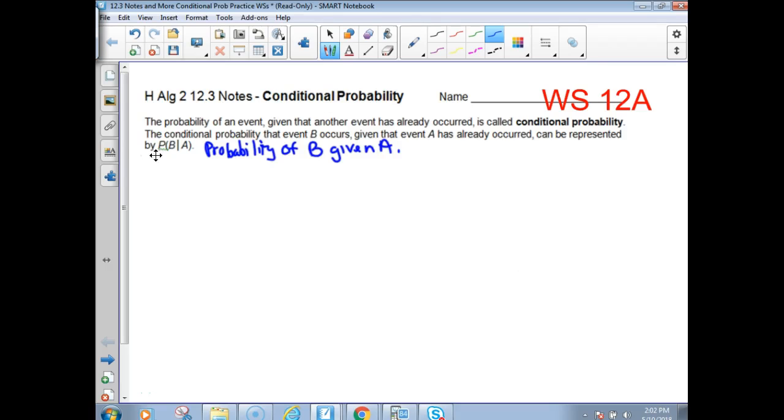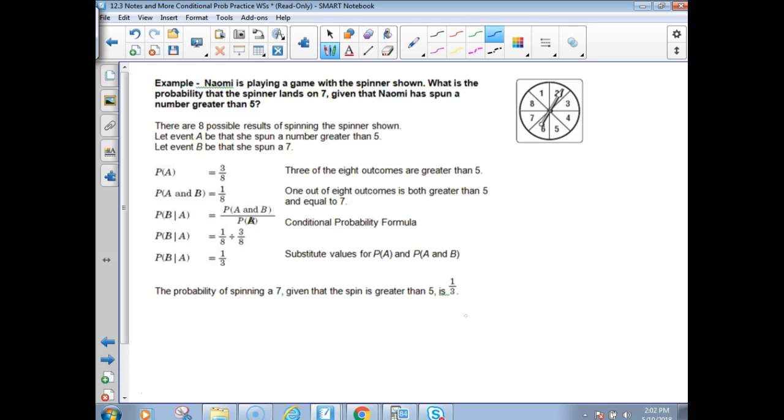Okay, conditional probability. This is notation for the probability of an event B happening given that A has already happened. Naomi's playing a game with the spinner shown. What's the probability that the spinner lands on a 7 given that Naomi has spun a number greater than 5?